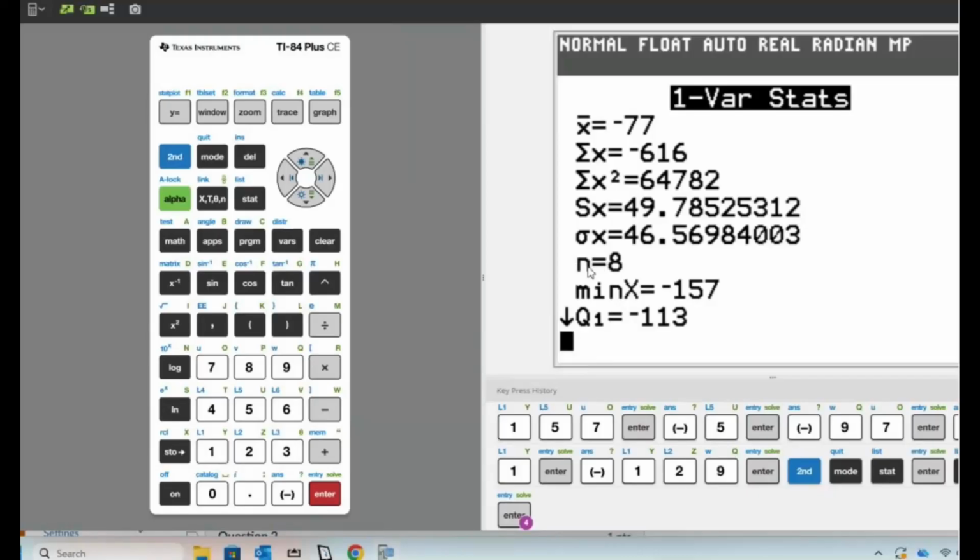And then I'm going to go ahead and write down sample size because we'll need that for degrees of freedom later. Okay. So we're going to write down X bar, or mean, is negative 77. We're going to write down that Sx is 49.785. That's my standard deviation. And then we're going to write down n equals 8 because that's my sample size. Okay. So then we're going to minimize.